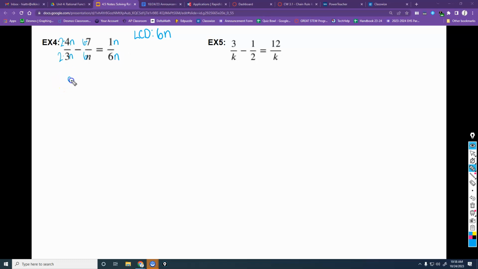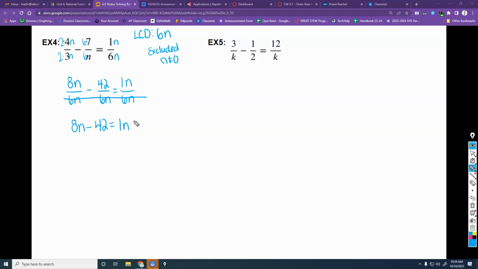All right, so I've got 8N over 6N minus 42 over 6N equals N, or 1N over 6N. What is our excluded value? N cannot equal 0. Because if I put a 0 right there, 6 times 0 would give me 0. There. All right, now, these match, so I can mark them out. That just leaves me with 8N minus 42 equals 1N.